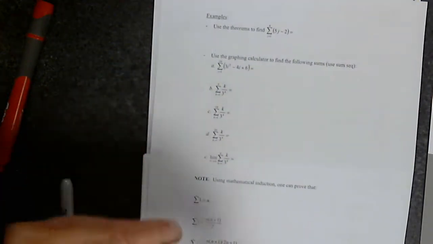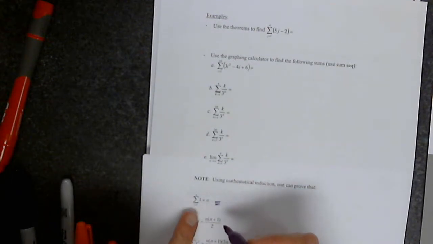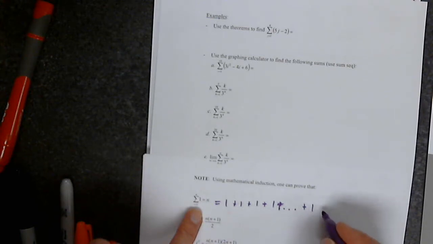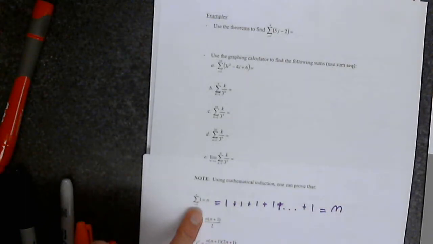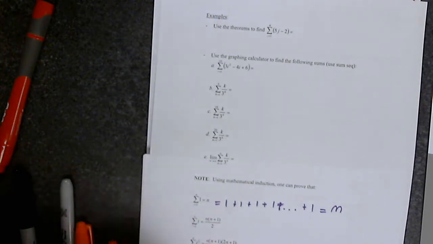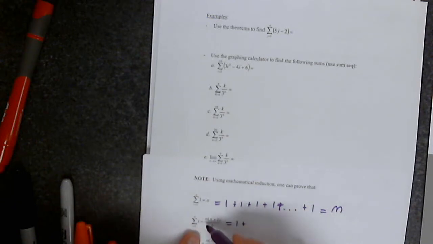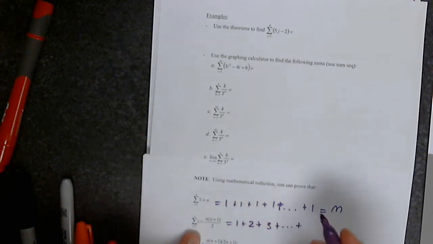So this means when I is 1, I have 1. When I is 2, I have 1. When I is 3, I have 1. When I is 4, I have 1. Plus, plus, plus. 3, I have to have exactly 3 dots. 1. And this is n. Because I'm adding 1 n times. Now this one means 1 plus. When I is 1, I get 1. When I is 2, I get 2. When I is 3, I get 3. Plus dot, dot, dot. Plus when I is n, I get n.